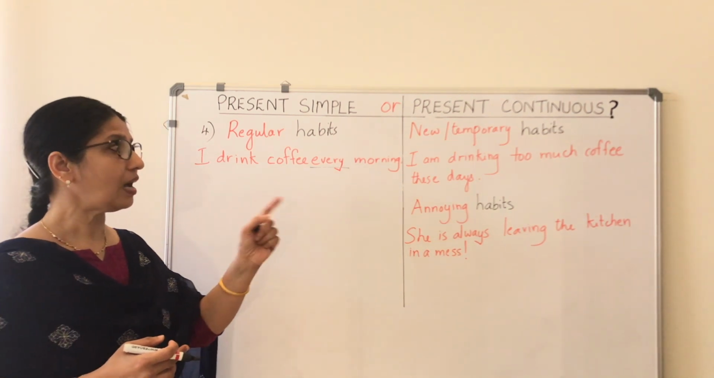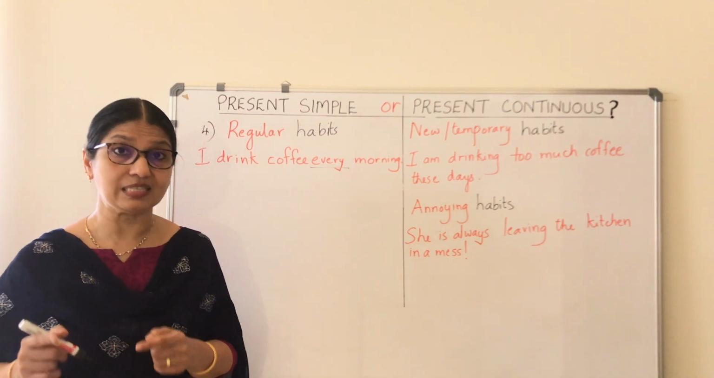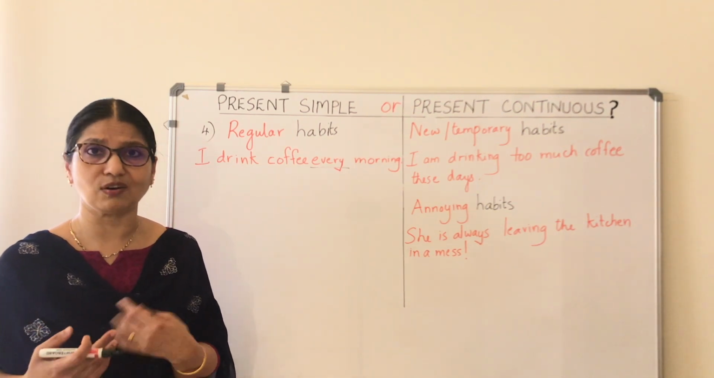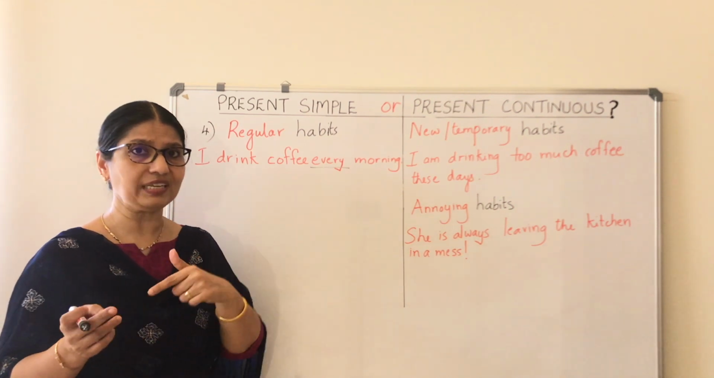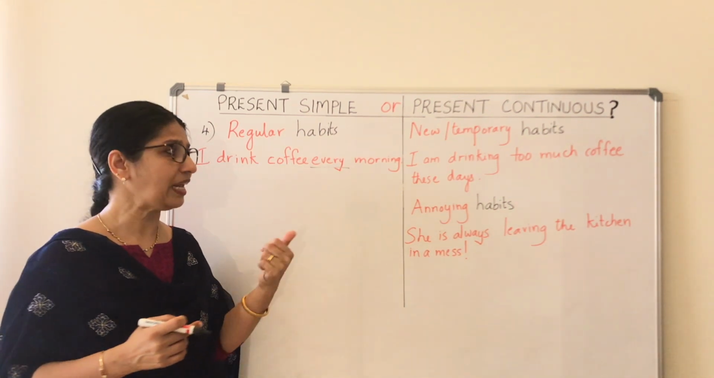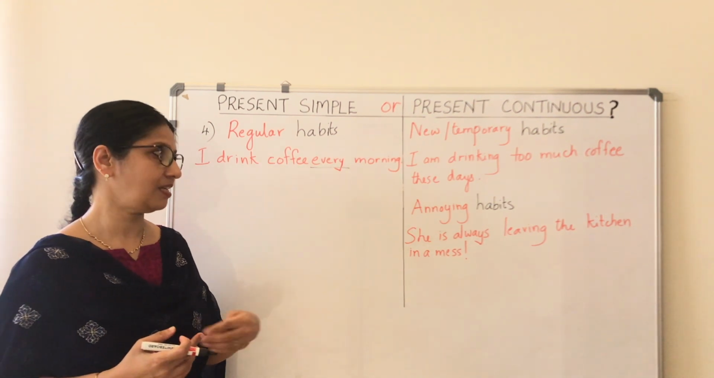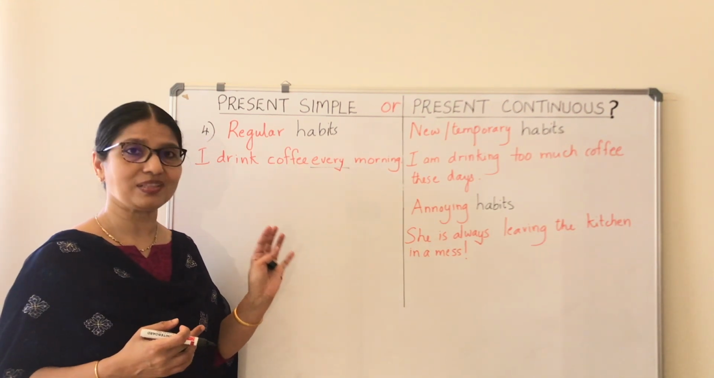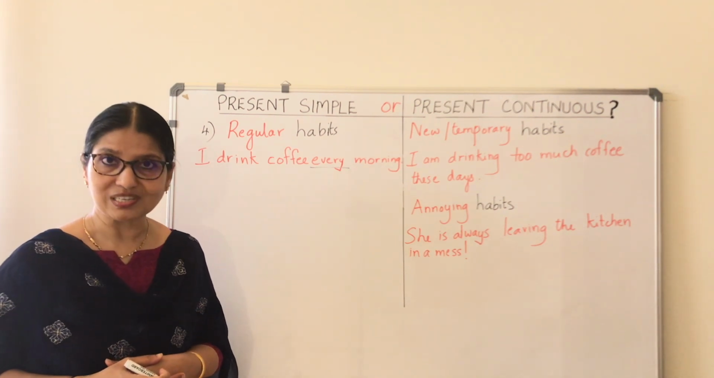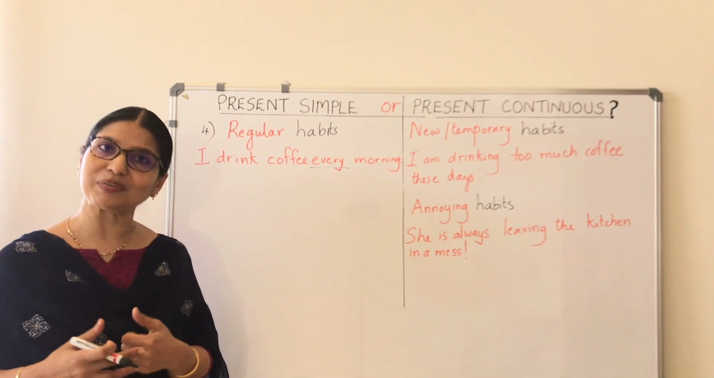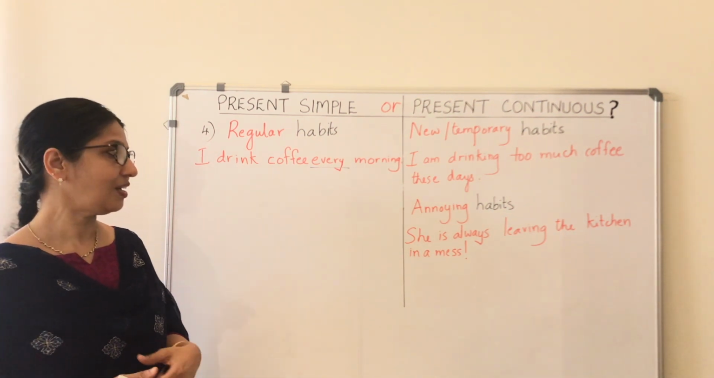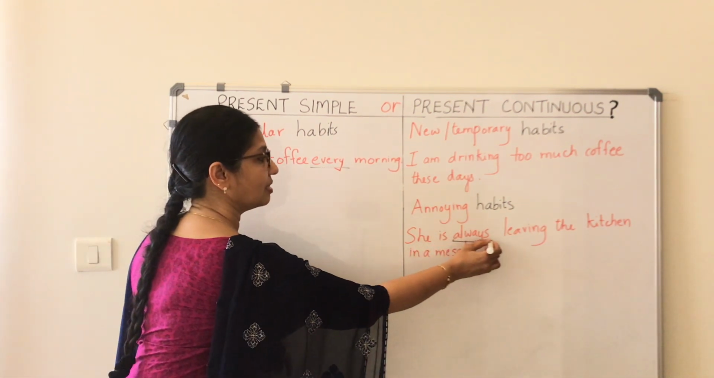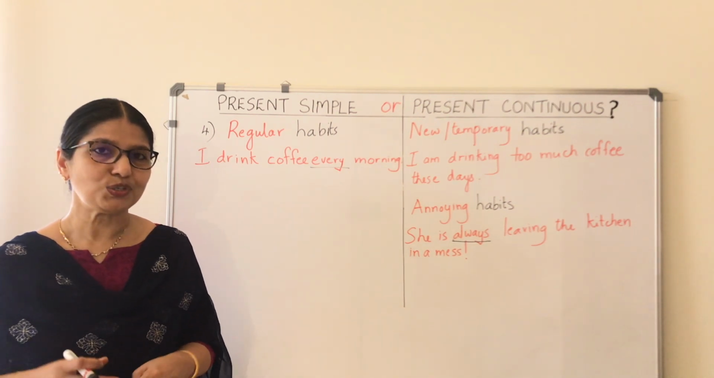But there you have another example. I am drinking too much coffee these days. So it's clear that it's a new habit. It's a temporary one. Maybe I am under work pressure, so I drink a lot of coffee. So I am drinking. I don't say I drink there. Also we use it to refer to annoying habits which irritate us. She is always leaving the kitchen in a mess. We have already dealt with this in a previous video. If you haven't watched the video on simple present tense and present continuous tense, please do watch those videos. So here we have, she is always leaving the kitchen in a mess. Here again I am using this frequency adverb always to show my annoyance.